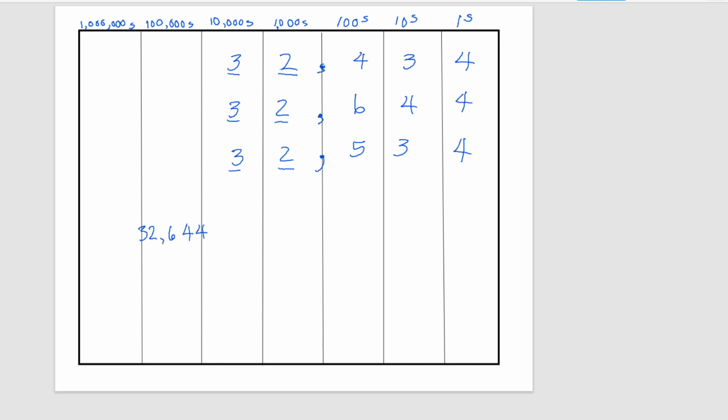32,644 is greater than, the next highest one is 500s, 32,534, which is greater than 32,434. So again, we compare the largest. If it's the same, we move to the next one. If the next greatest is the same, we move to the next one until we find ones that are different. Okay, let's erase this and try one more.